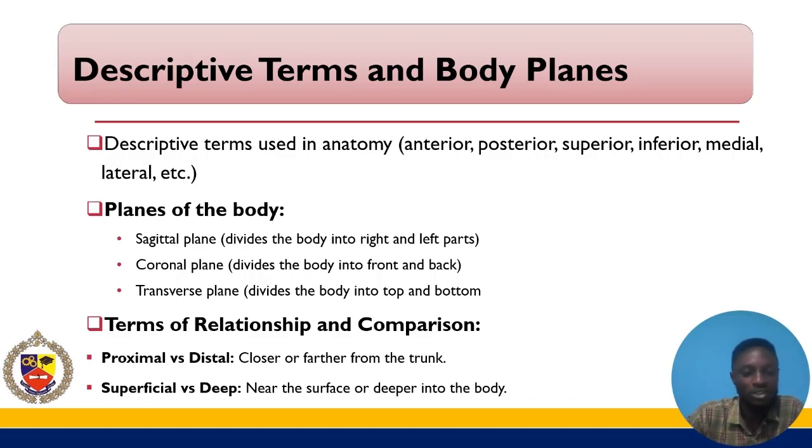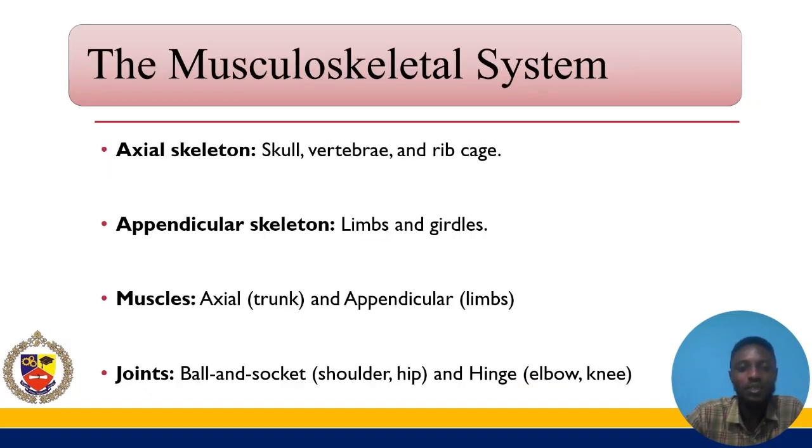We also have superficial, which is used to describe parts of the body at the periphery that you can easily see, while deep is used to describe parts of the body that are deeper into the body. Next, we have the musculoskeletal system. We'll be looking at the axial skeleton, the appendicular skeleton, muscles, and the joints.